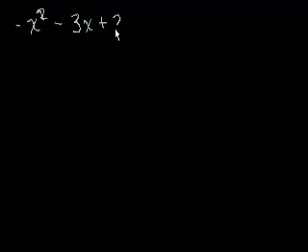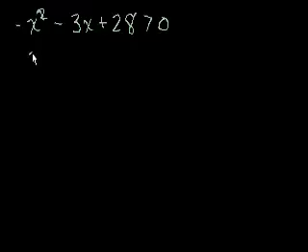Let me give you a slightly trickier problem. Let's say I had minus x squared minus 3x plus 28 is greater than 0. Well, I want to get rid of this negative sign in front of the x squared. I just don't like it there because it makes it a little more confusing to factor. So I'm going to multiply everything by negative 1.